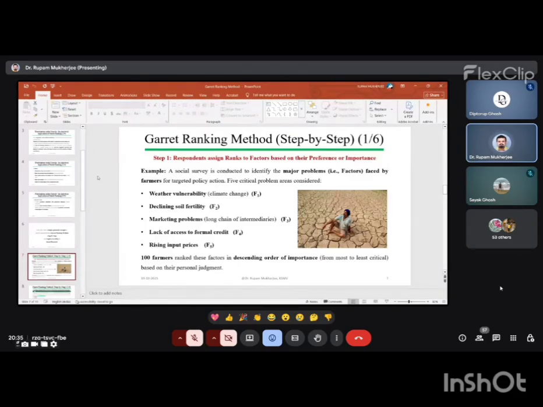The third factor is the marketing problems. Whenever a farmer produces something, he sells it directly to some intermediaries, and these intermediaries sell the item to other intermediaries, and there is a long chain of intermediaries. So when the final product reaches the hands of customers, there is a stark difference between the price that the final seller receives and the price that the farmer receives at the initial point. All the commissions are eaten up by the middlemen. As a result, farmers do not get the right price for their product. So getting the right price, this marketing problem becomes very important. So this is factor three.